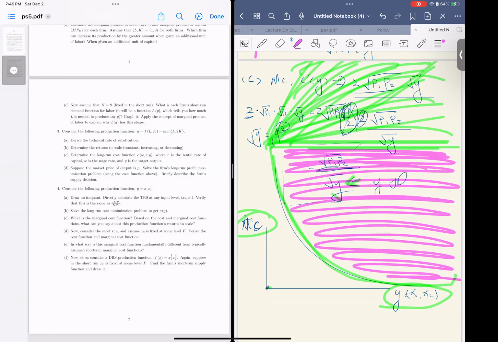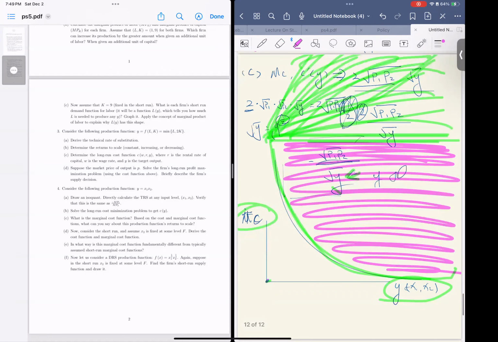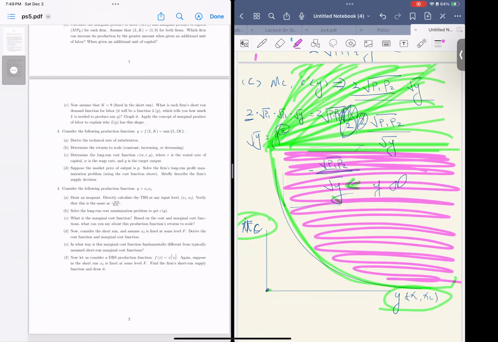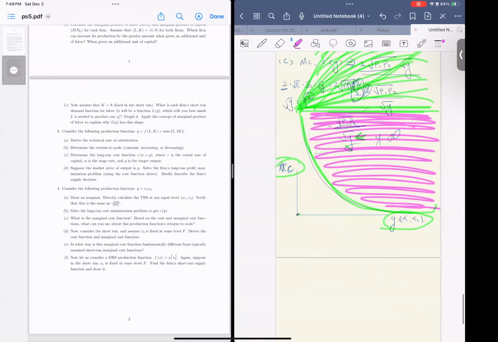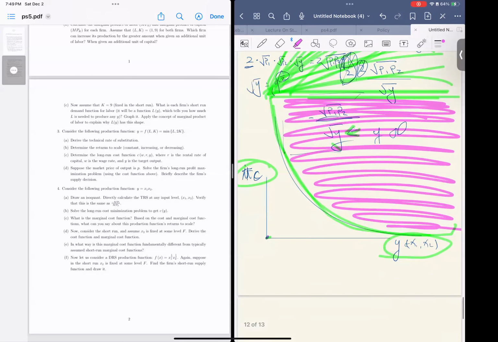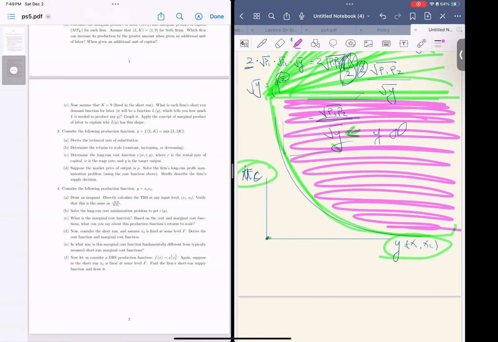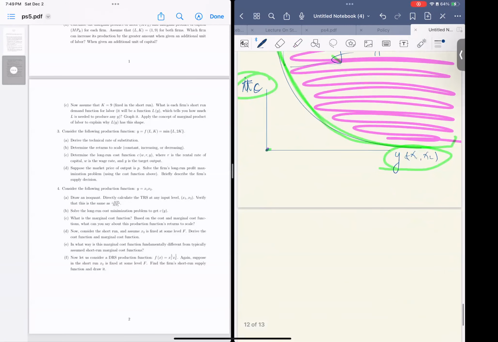Okay. Does my drawing make sense, Muhammad? Yeah, that makes sense. Okay. I'm sorry. I tried. Okay. Let's go to D. Wow, we're going to take exactly two hours.